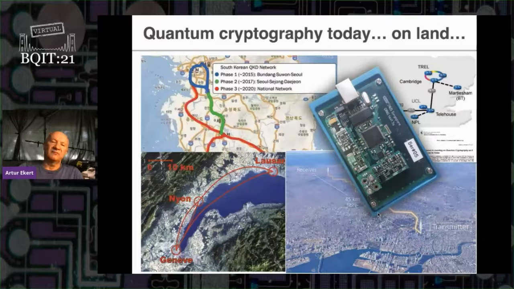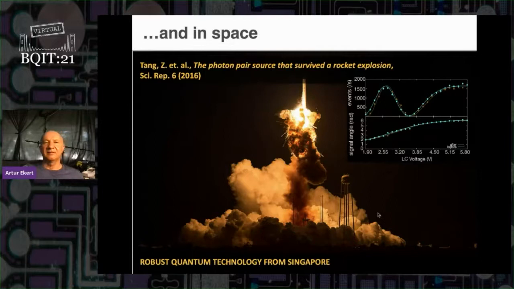but all kinds of cryptographic protocols are being explored all over the world, be it on land using optical fibers, but also in space. This picture shows an attempt to launch a satellite to orbit, and the rocket exploded during the launch. A little device, a nano satellite, was one of the payloads on this rocket. It was a satellite from Singapore where our colleagues wanted to see whether the source of entangled photons would actually generate proper entanglement in space.